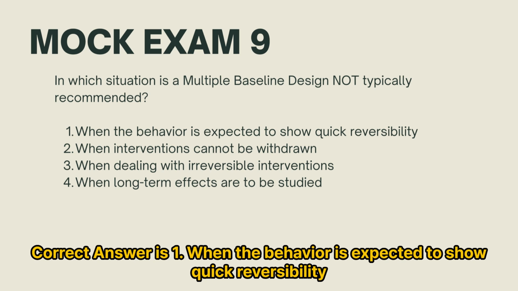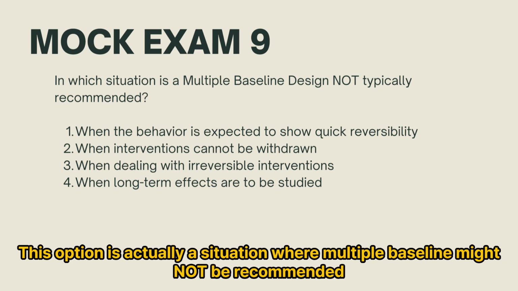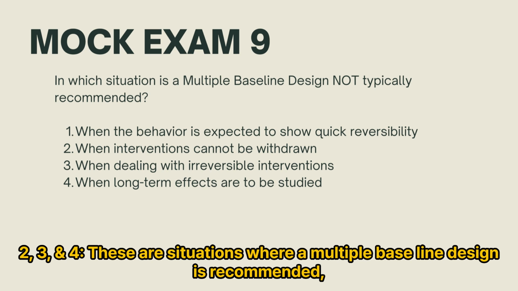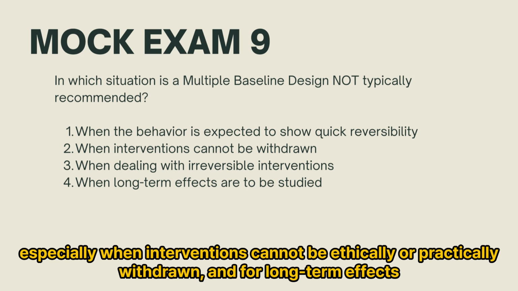Correct answer is 1. When the behavior is expected to show quick reversibility. This option is actually a situation where multiple baseline might not be recommended because it relies on the stability and continuation of baseline conditions, which reversible behaviors might disrupt. 2, 3, and 4, these are situations where a multiple baseline design is recommended, especially when interventions cannot be ethically or practically withdrawn, and for long-term effects.